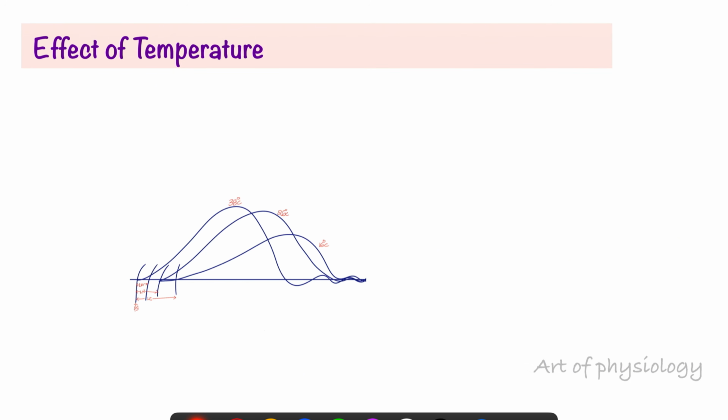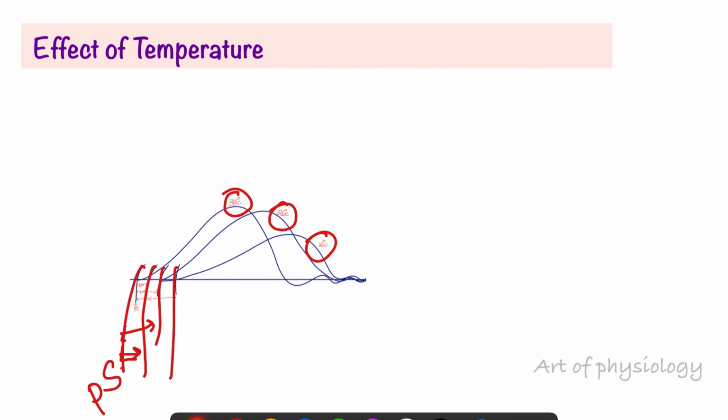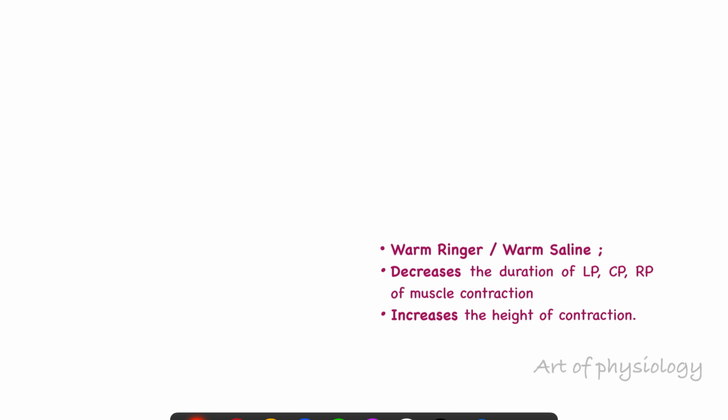As you can see here, this is a normal graph where the Ringer solution temperature is 26 degrees Celsius. This is warm Ringer solution, around 38 degrees Celsius. This is cold Ringer solution, around 16 degrees Celsius. This is the point of stimulus. We are giving the stimulus at the same point for all these experiments. This is the first graph, latent period. This is the warm, so the latent period is reducing here. This is for cold, the latent period is increasing here. Coming to the contraction, this is a normal graph. This is the warm, so the force of contraction is increasing in warm and decreasing in cold Ringer solution. So that is the effect of temperature.